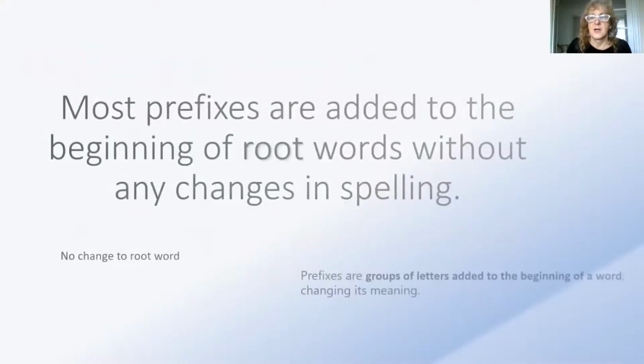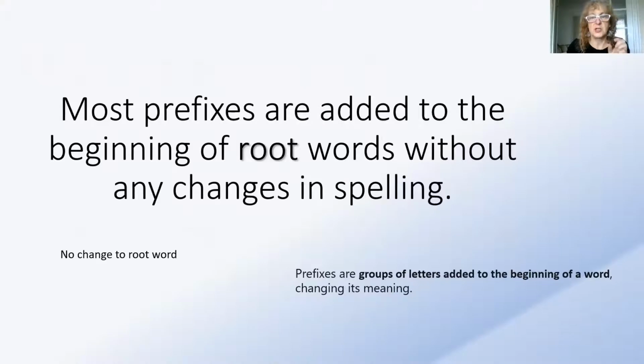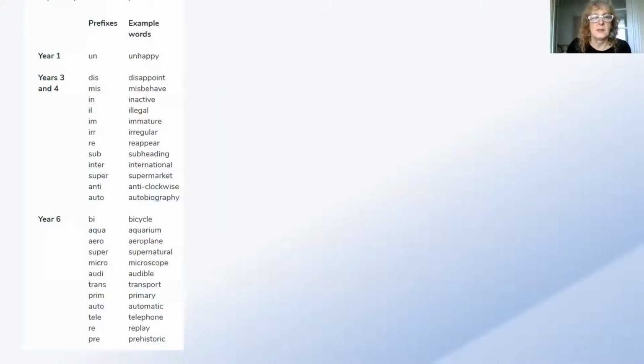Now then, root words do not change their spelling. So the beginning changes, but the root word doesn't change the spelling. It does in some words, but not in the Year 3, 4 ones. So most prefixes are added to the beginning of a root word without changing any spelling of the root word. Let's just look at these prefixes, and we've got some examples. So in Year 1, you would have done unhappy. None in Year 2, but we have got lots in Year 3 and 4 and quite a lot in Year 6 as well.